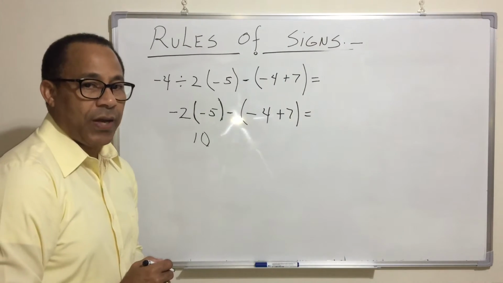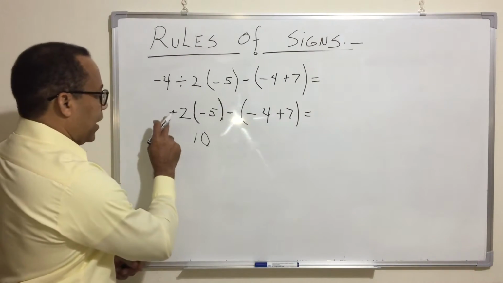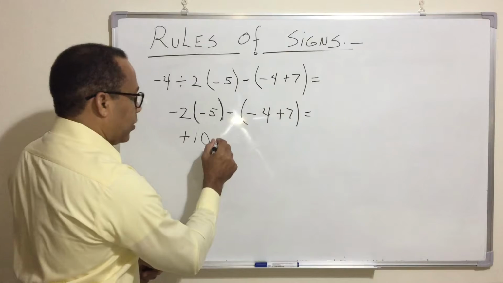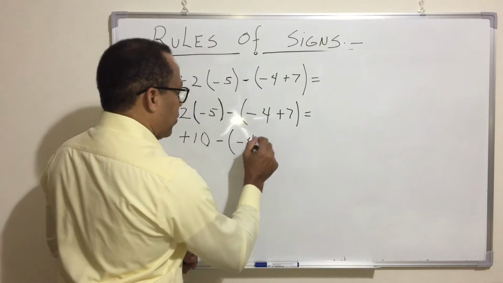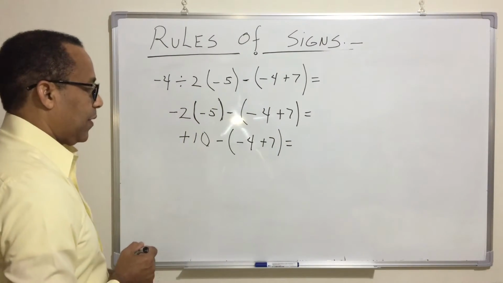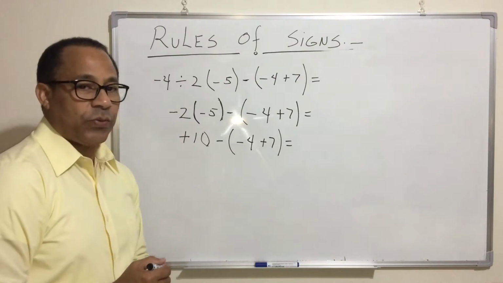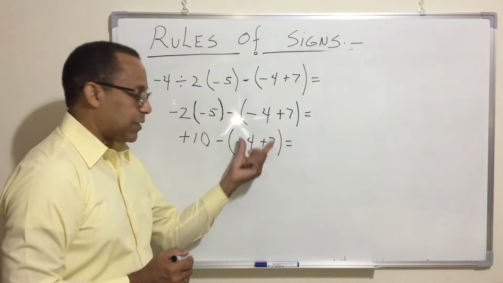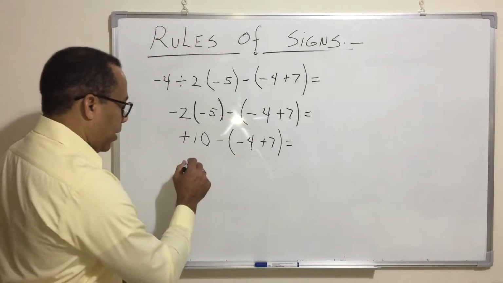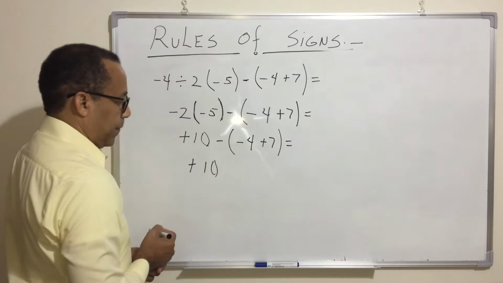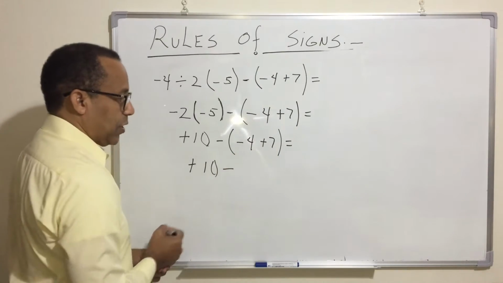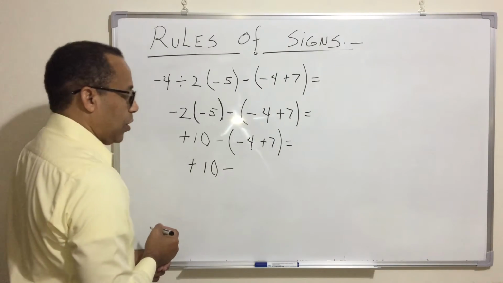And now I multiply the signs. Negative times negative equals to positive. Bring down the negative sign, bring down the negative 4 plus 7, close parenthesis. What I'm doing now is I'm going to get rid of the parentheses. So I'm going to solve this operation inside. Since I'm going to do that, let's bring down the plus 10. Copy the negative sign and solve this operation. Negative 4 plus 7 equals 3.